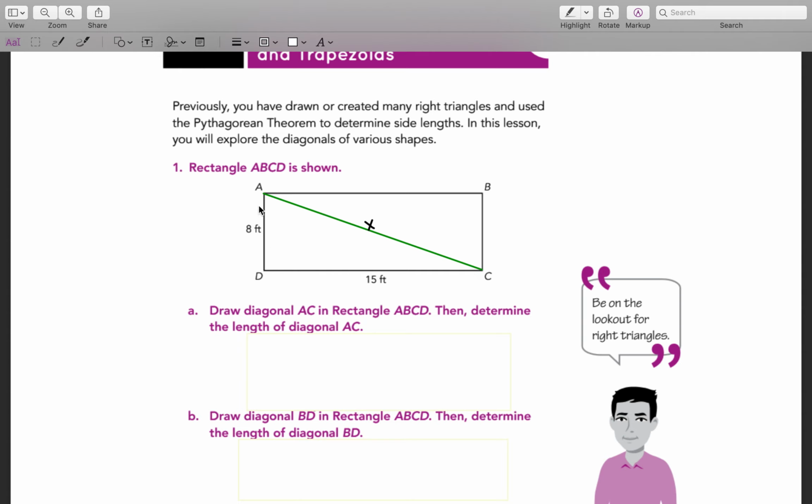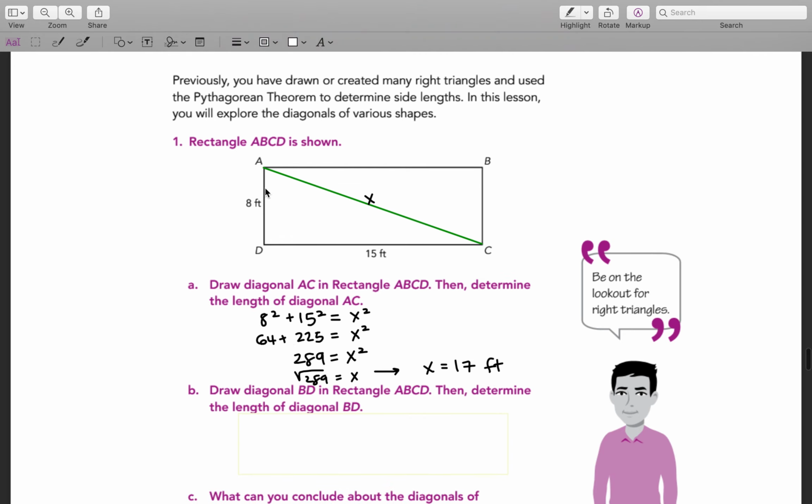So it's going to be 8 squared plus 15 squared is equal to x squared by the Pythagorean theorem. So 8 squared plus 15 squared is x squared, 64 plus 225 is x squared, 289 is x squared. Take the square root of 289, you get 17 for x, which is the diagonal.